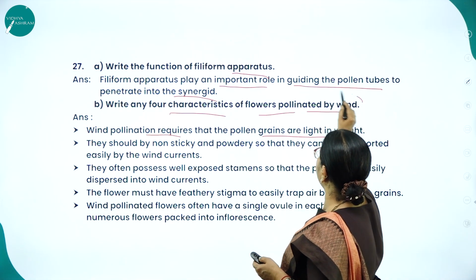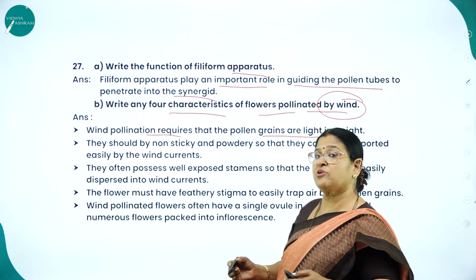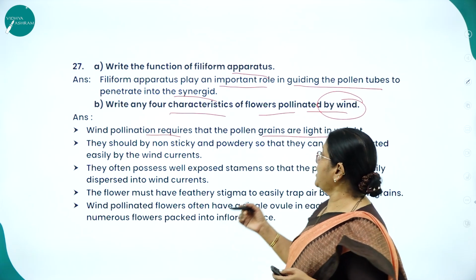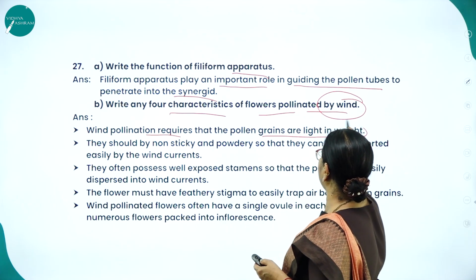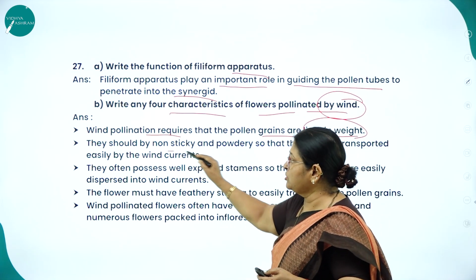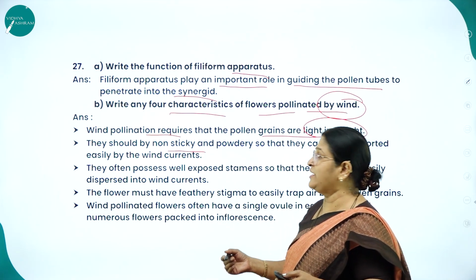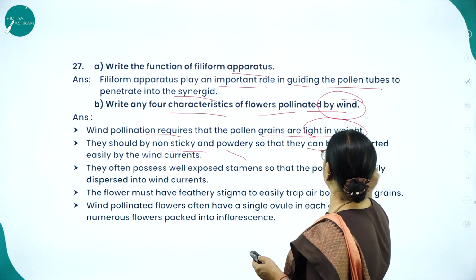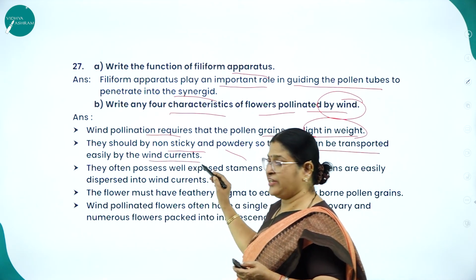So this is usually asked. What is the nature of the flower that is pollinated through wind? So wind pollinated flowers, pollen grains should be what? Light in weight. They should be non-sticky because they'll just fly in air, and powdery form so that they can get distributed everywhere, so that they can be transported easily by wind current.